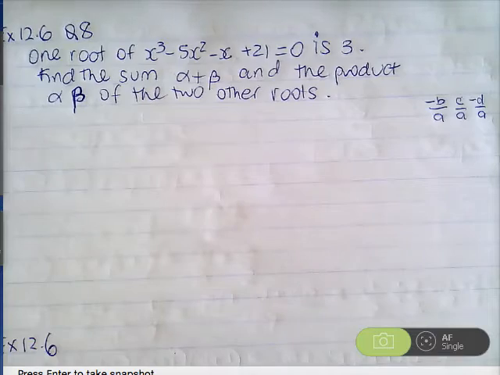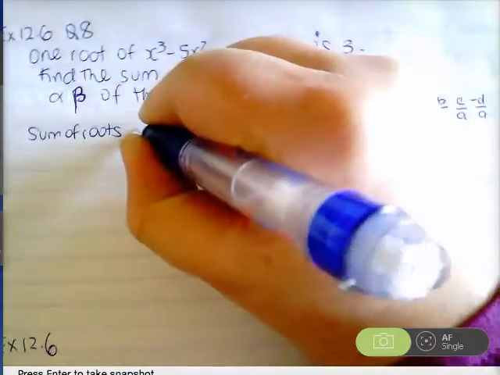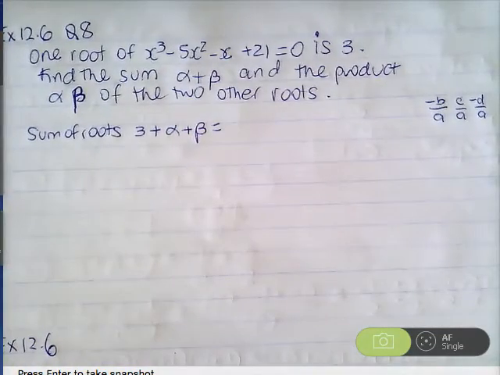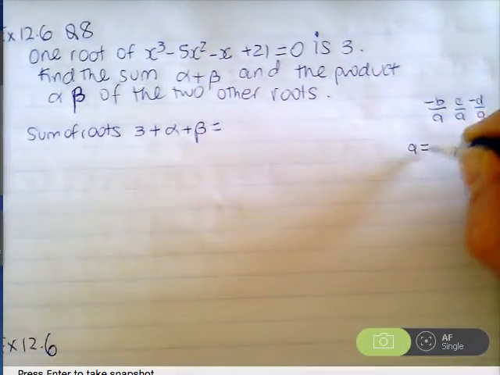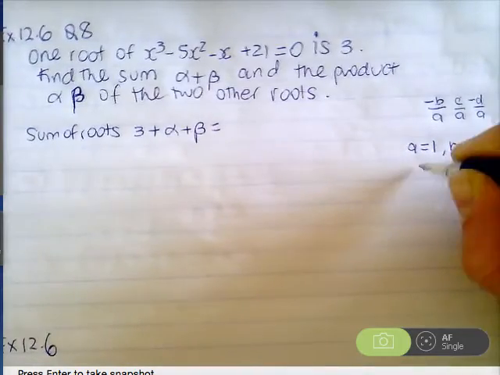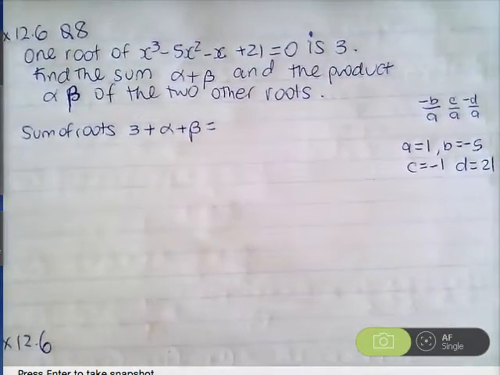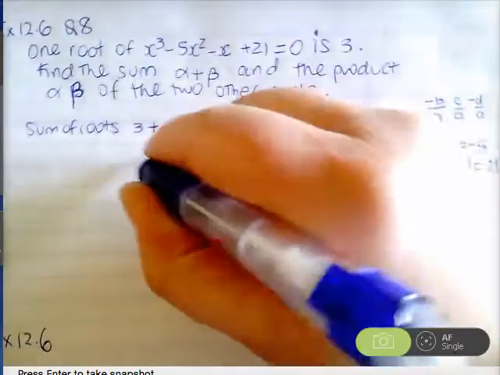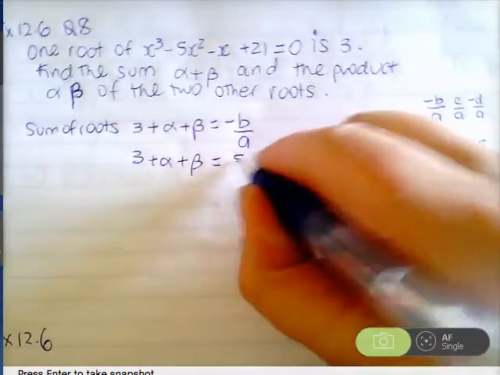What do you think they're asking you to do? Let's do sum of roots. What are your three roots? 3 plus alpha plus beta. What does that equal? Negative B on A. What is A? A is 1. B is negative 5. C is, and D is 21. So sum of roots, one at a time, is minus B on A. So 3 plus alpha plus beta is minus negative 5, which is 5 over 1.